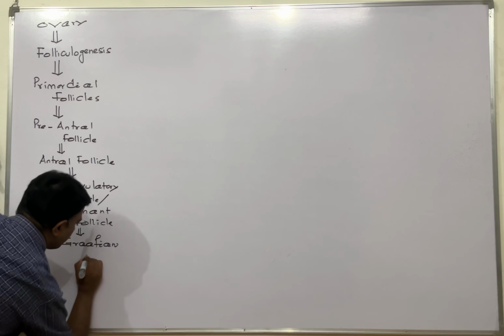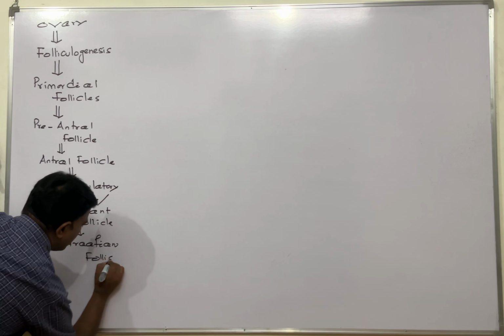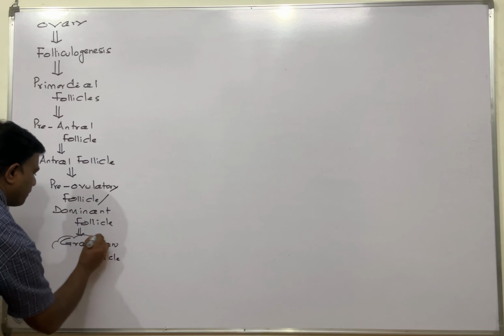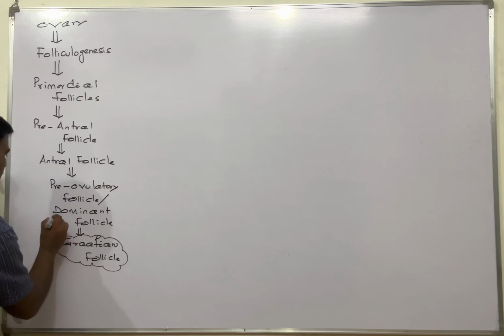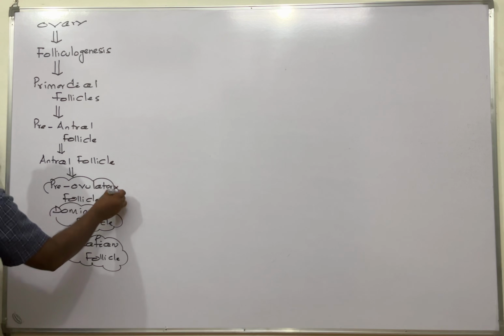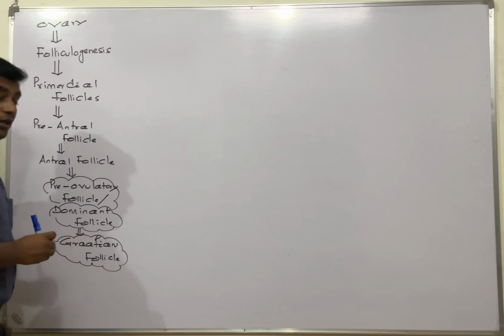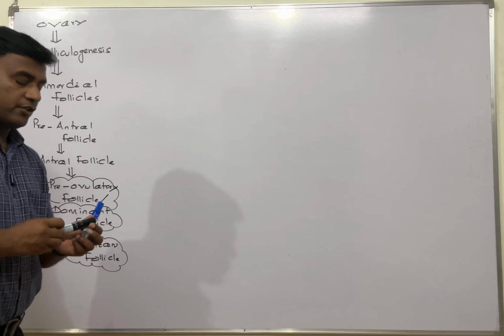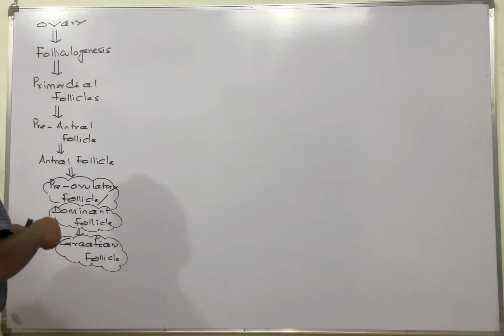Graafian follicle. So this is that follicle which is ready to undergo the process of ovulation. I can also use the word dominant follicle. I can also use the word pre-ovulatory follicle. Please see my folliculogenesis lectures to get more information and idea.